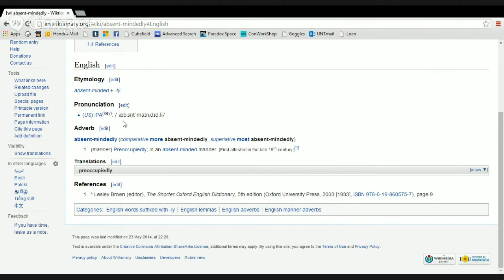So let's try pronouncing it in some chunks. As you can see, kind of up here with the end of this, there are 3 chunks of this word. There's absent, minded, and Lee. So let's try just these first 2 syllables. Do you want to try those out? Absent. Minded. So absent, minded, Lee.